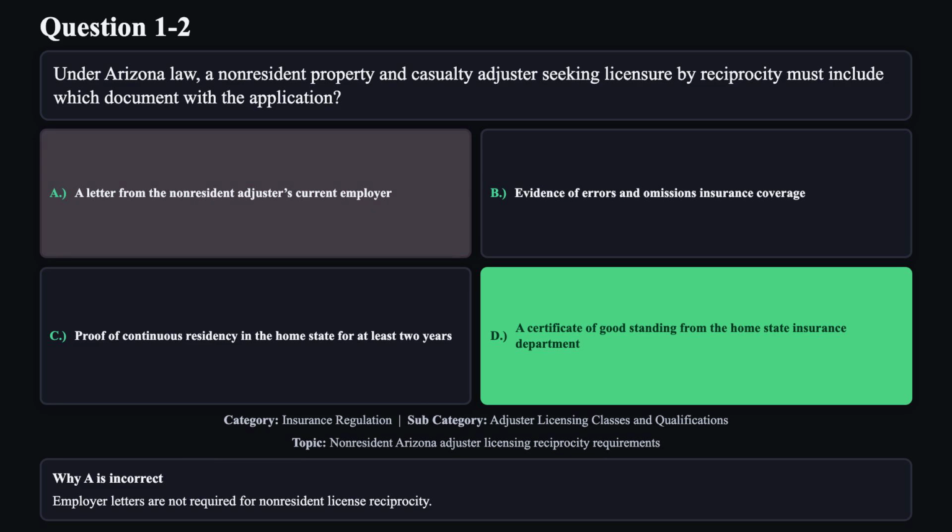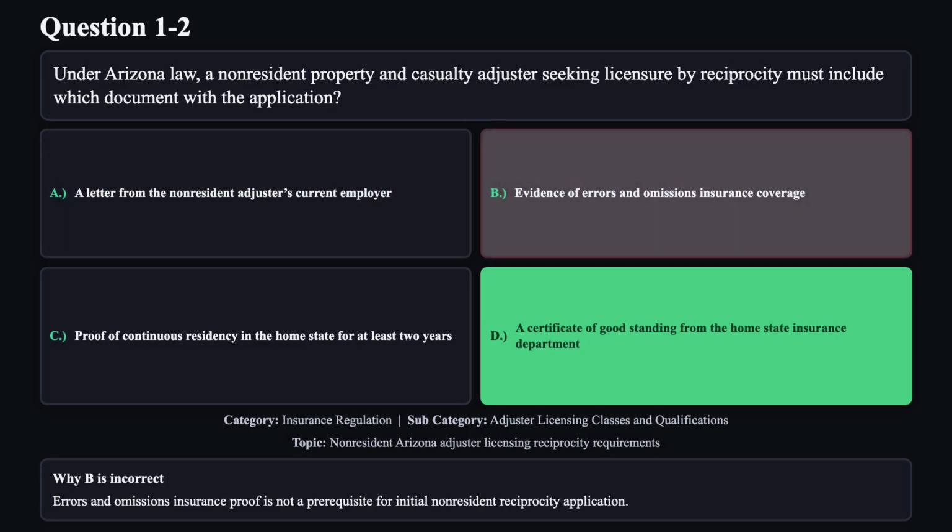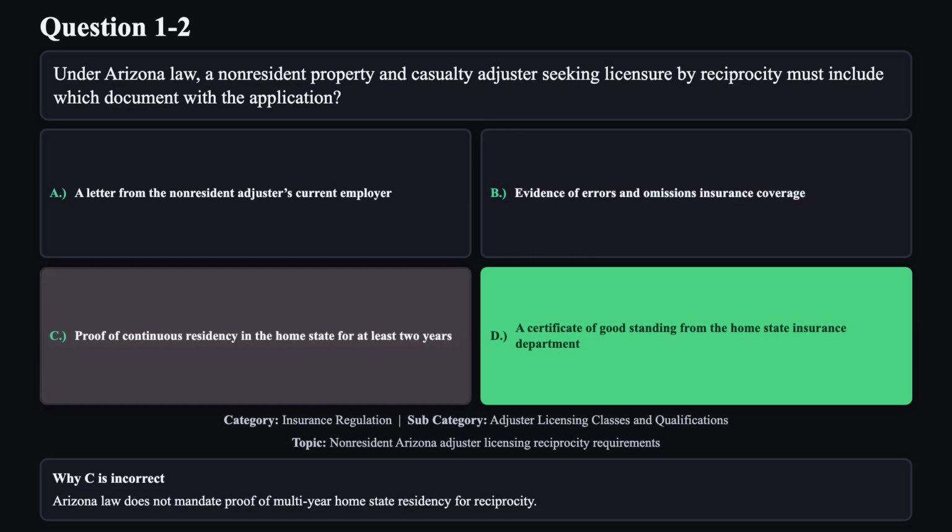Reason A is not correct. Employer letters are not required for non-resident license reciprocity. Reason B is not correct. Errors and omissions insurance proof is not a prerequisite for initial non-resident reciprocity application. Reason C is not correct. Arizona law does not mandate proof of multi-year home state residency for reciprocity.